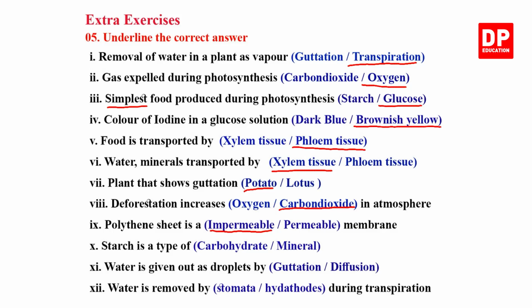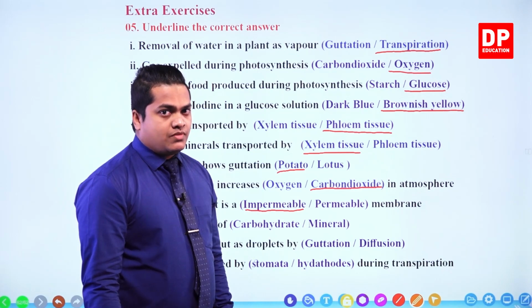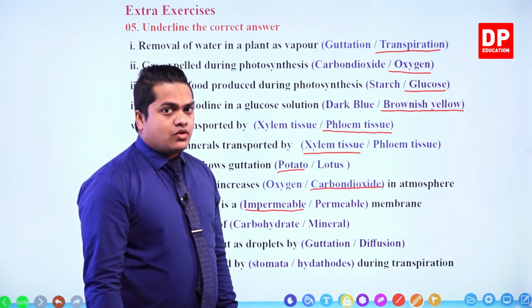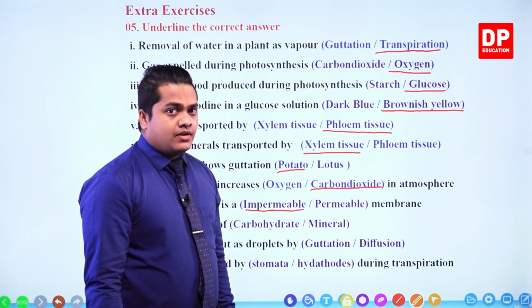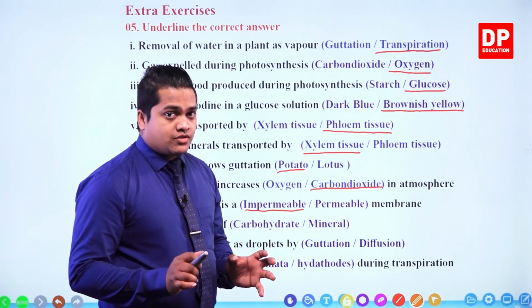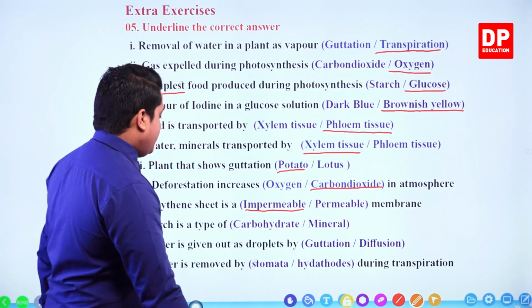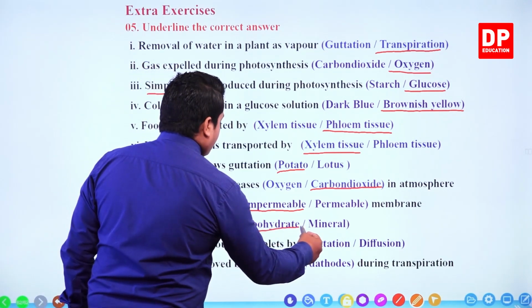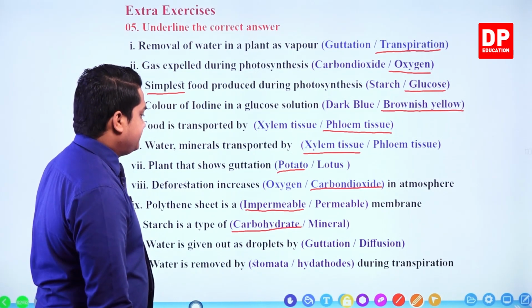Starch is a type of carbohydrate or mineral. I told you in the earlier case also, starch is a good example of a carbohydrate. Starch is made by a collection of several glucose molecules together. These glucose molecules are the ones which get joined to create starch. Starch is a good example of a carbohydrate. So my dear children, starch is a type of carbohydrate, right?